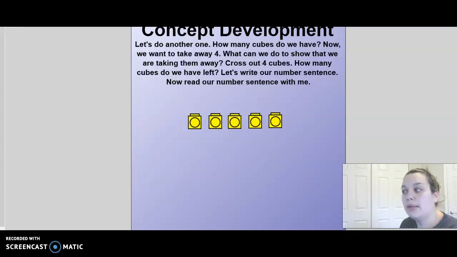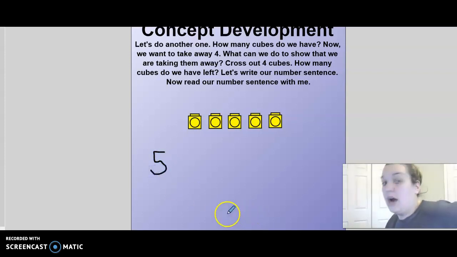Now, here's where your paper and pen are going to come in handy. We're going to do another one together, and then you're going to do one on your own. Don't worry, I'll walk you through it, but you're going to write the number sentence, and then we're going to check it together. Okay. So we have to start with our whole, or how many we have first. So let's see how many we have. 1, 2, 3, 4, 5. So I want us to go, and I want us to write that whole down.